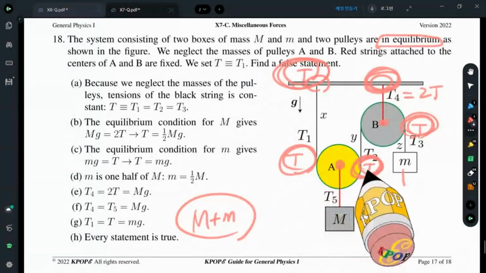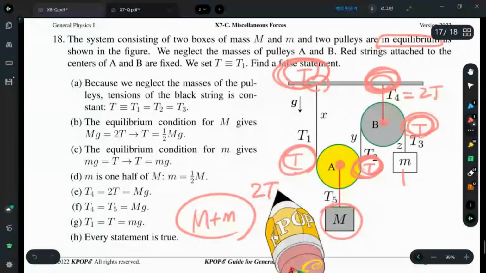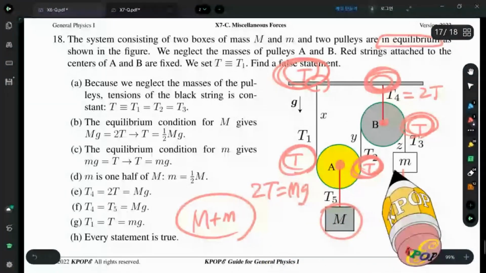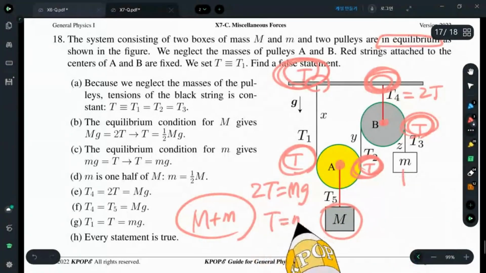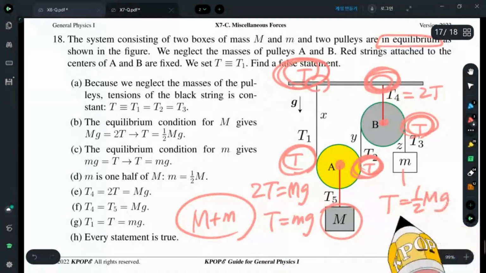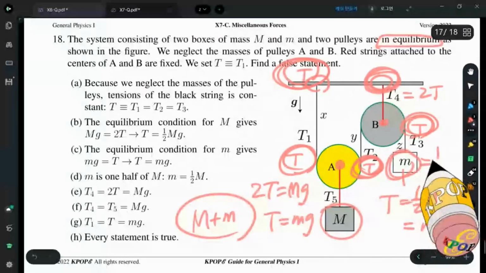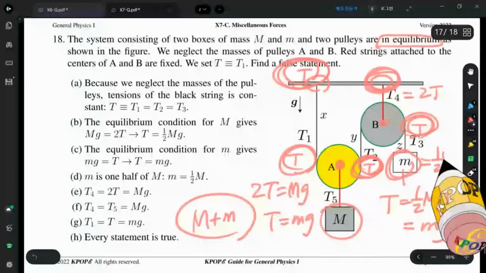I have T, T, so T, T is sustaining capital M. Aha, 2T must be Mg. And this T must be small mg. Aha, T, T, they are the same. So T equals 1/2 Mg, equals mg. What's that? This is 1/2 capital M.